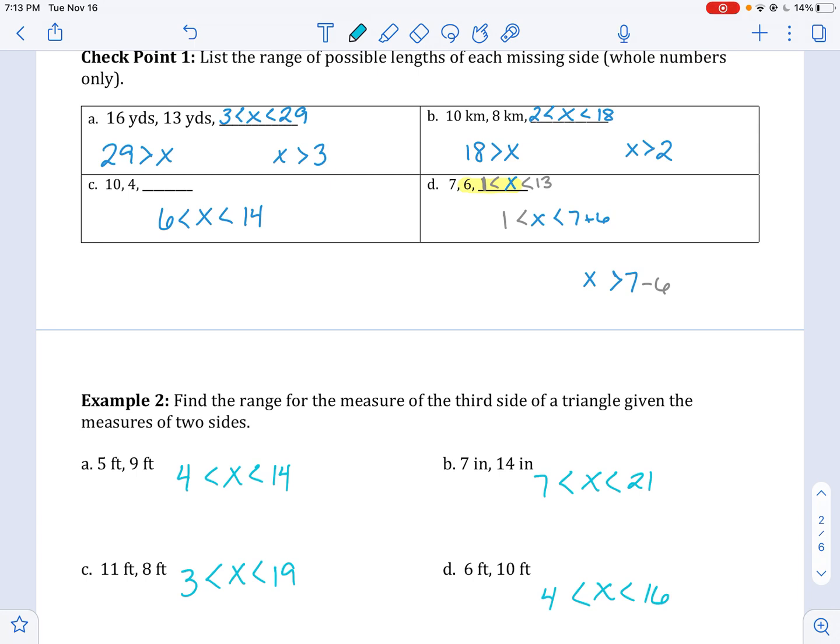That's just a quick video on how to find the range of values for the third side of a triangle.